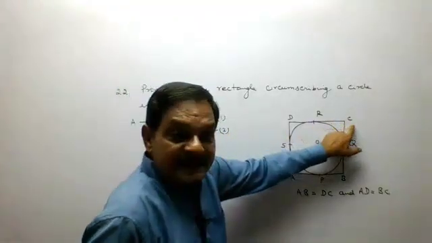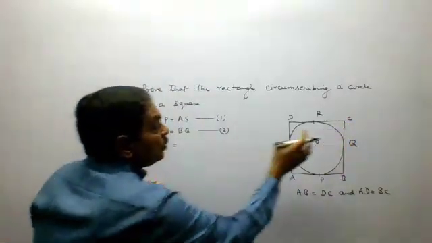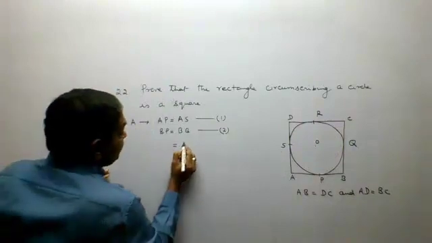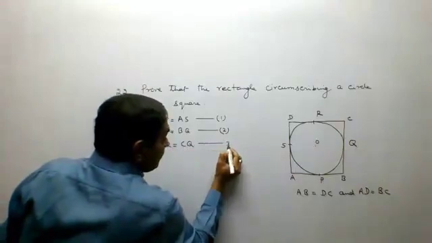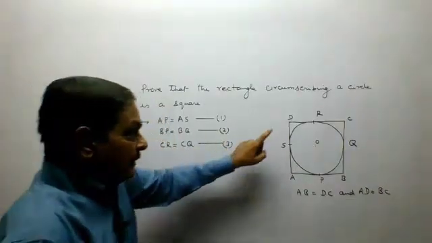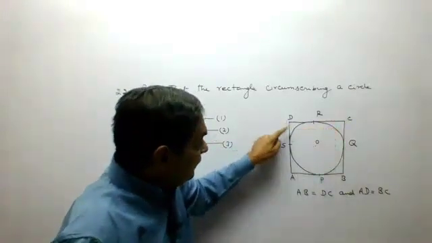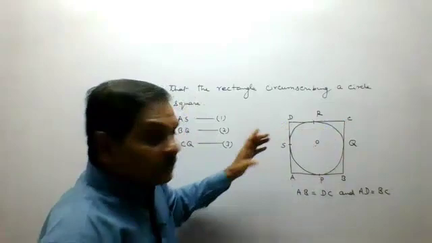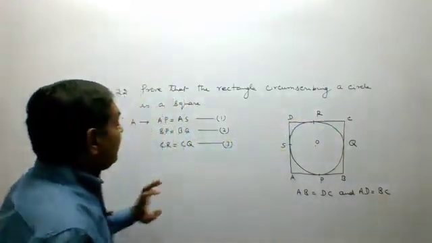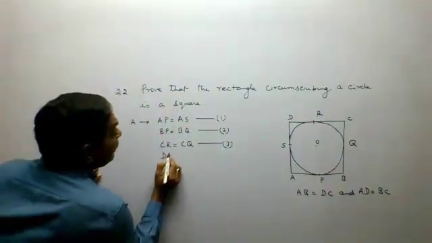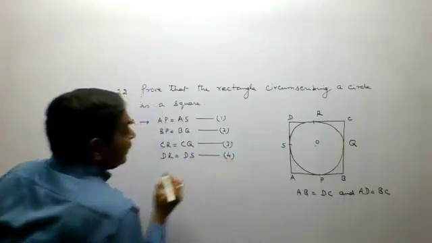Again, C is the exterior point. Here CQ is equal to CR. So CQ is equal to CR. This is our third equation. Again we find D is the exterior point. DC and DA are tangents to the circle, and tangents are of equal length. So DR and DS are equal. So DR is equal to DS. This is our equation number 4.